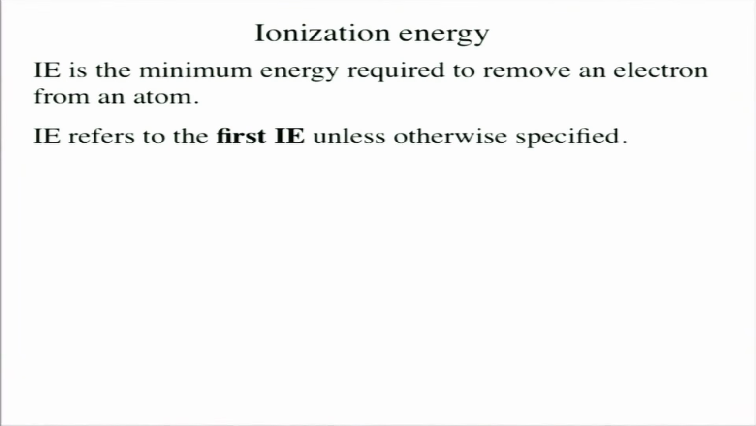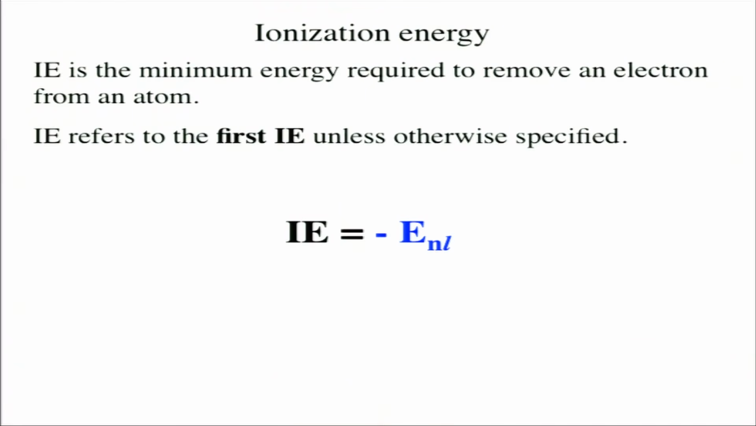So ionization energy, again, is the minimum energy it's going to take to remove an electron from an atom. And if we just say IE for ionization energy, you should assume it's the first ionization energy unless it is specified. And we saw before that ionization energy is opposite in sign to the binding energy.